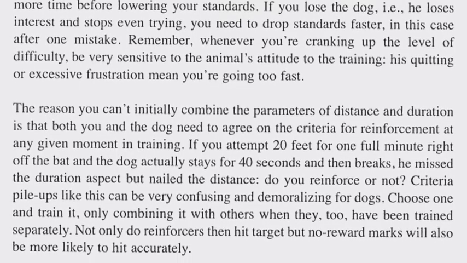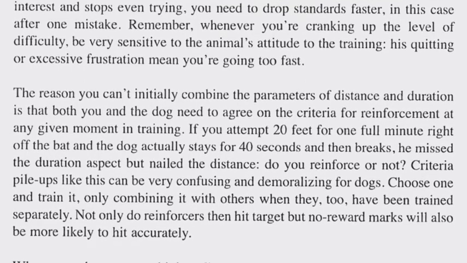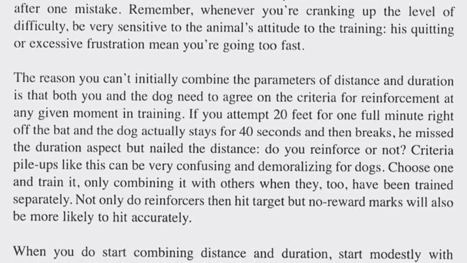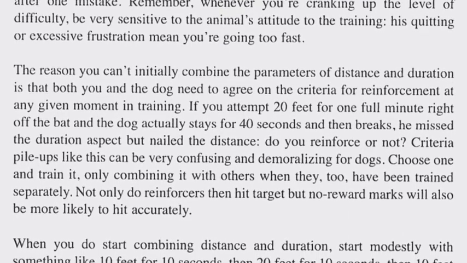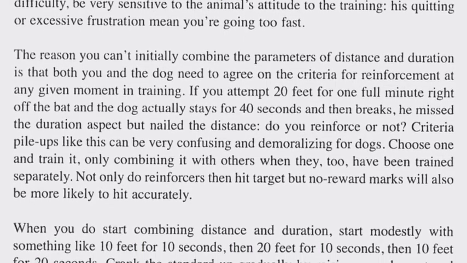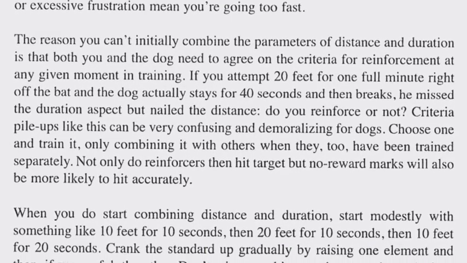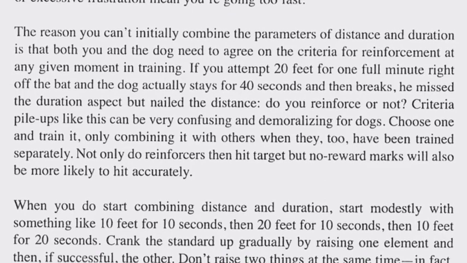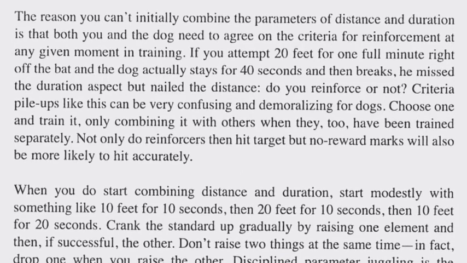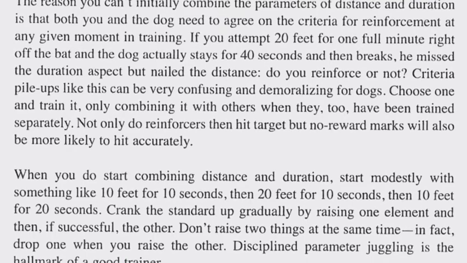The reason you can't initially combine the parameters of distance and duration is that both you and the dog need to agree on the criteria for reinforcement at any given moment in training. If you attempt 20 feet for 1 full minute right off the bat and the dog actually stays for 40 seconds and then breaks, he missed the duration aspect but nailed the distance. Do you reinforce or not? Criteria pileups like this can be very confusing and demoralizing for dogs. Choose one and train it, only combining it with the others when they too have been trained separately. Not only do reinforcers then hit target, but no reward marks will also be more likely to hit accurately.